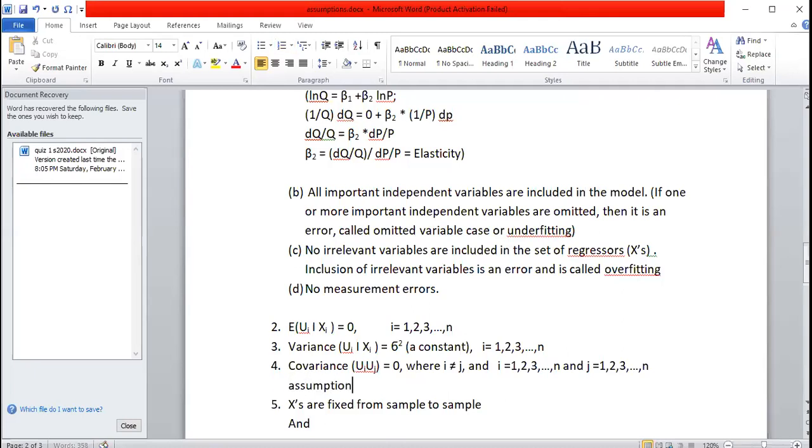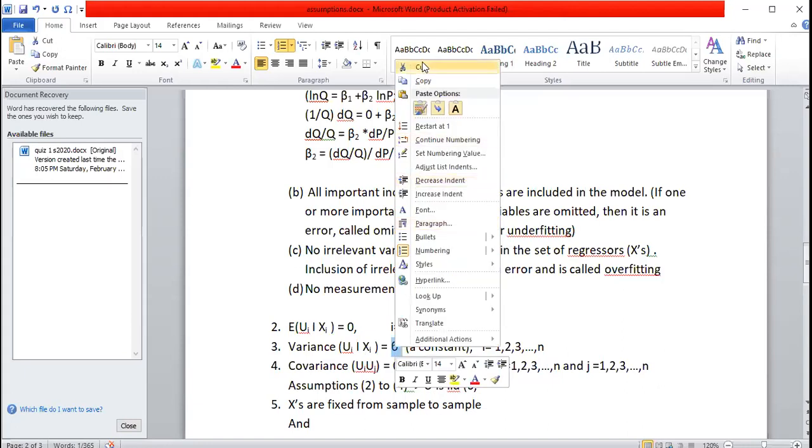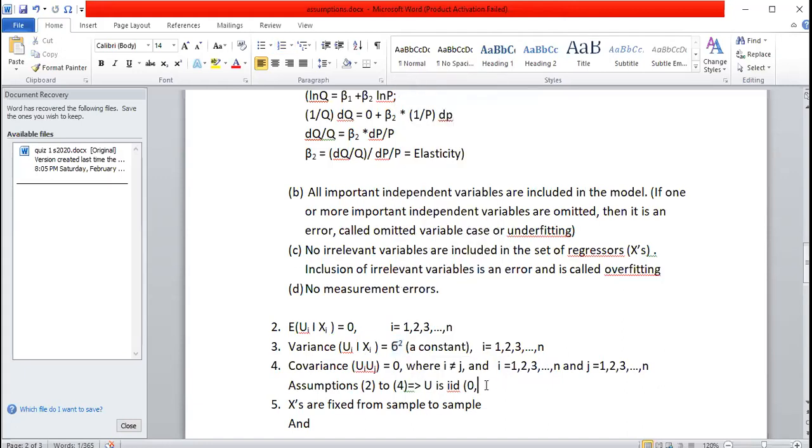Assumptions 2 to 4. U is IID. Can you see what I wrote here? U is? Hello? Are you with me here? Can you see what I'm writing here? Hello? Yes, Professor. Yes.